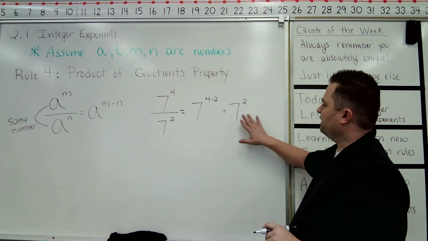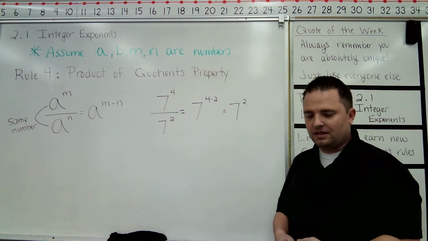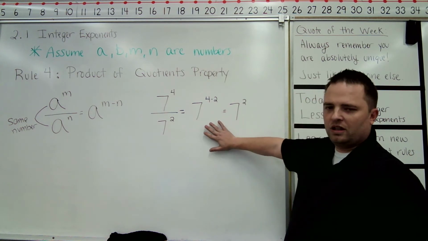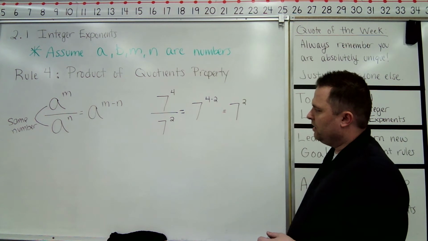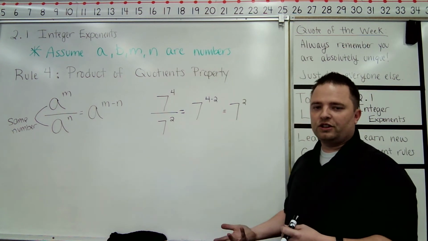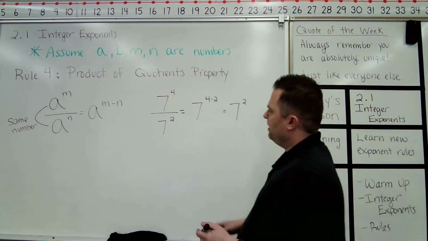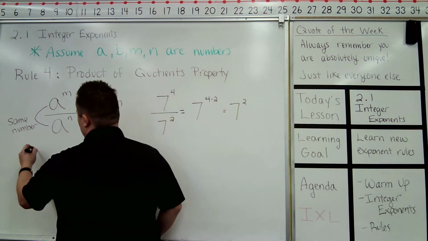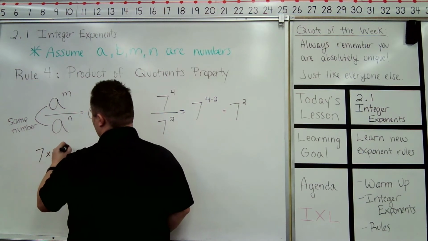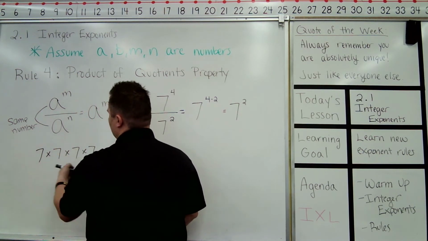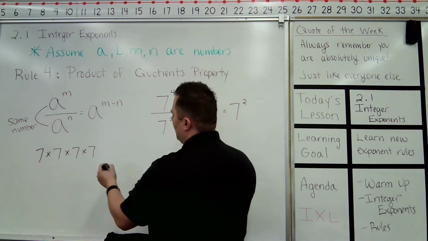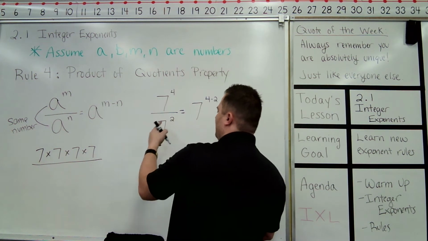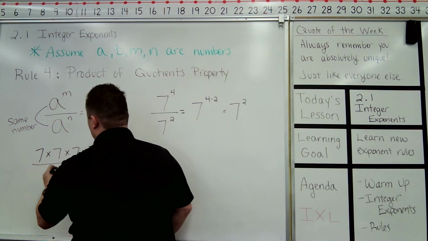Now we could solve this, obviously. 7 squared is just 7 times 7, but that's for another video. But how is this possible? How are we able to do this? Well, let's think about what we're actually doing. Let's take this exact example. If I was to rewrite this top, 7 to the 4th, it would be 7 times 7 times 7 times 7. And I would be dividing that by 7 squared, and 7 squared can be written as 7 times 7.